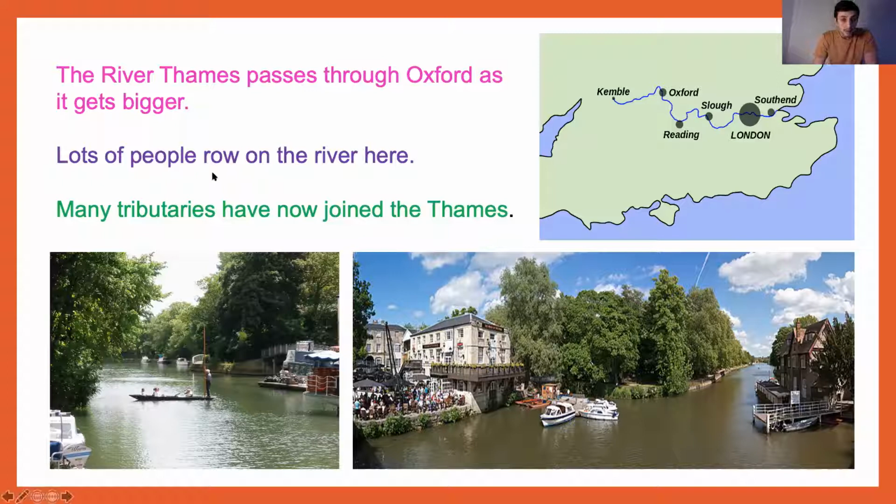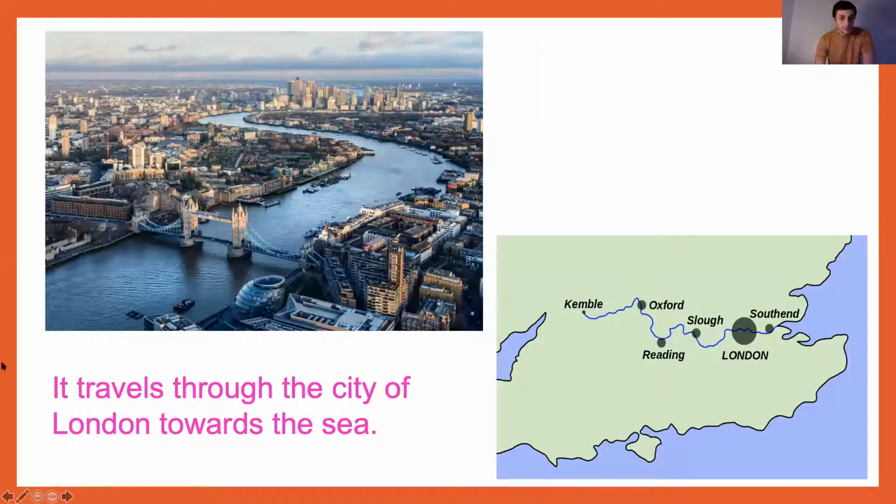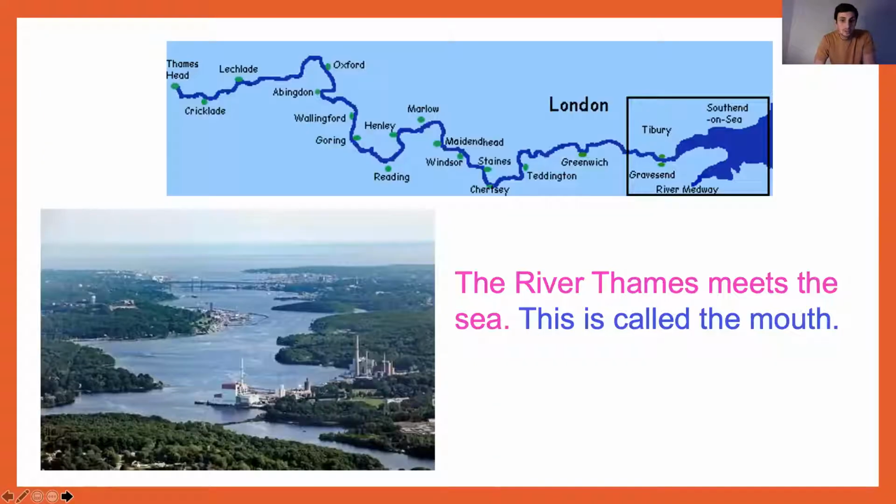And many tributaries have now joined the Thames. Tributaries, you remember, is when smaller streams and rivers flow in to a larger river. So the River Thames is picking up its pace, it's getting bigger as it heads towards the sea. Then it travels through the City of London towards the sea. Here you can see a picture of the River Thames as it flows. It's not going in a straight line, is it? It's going around bends and corners.